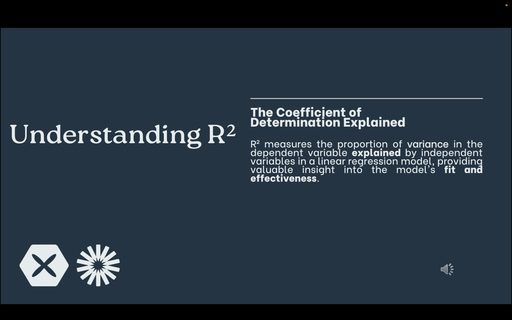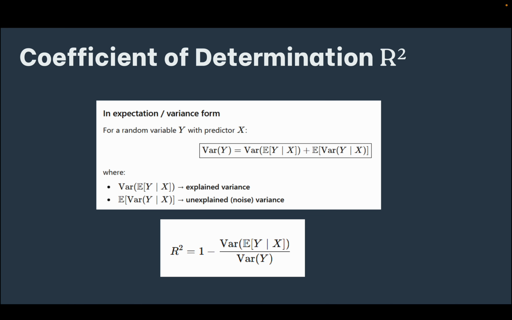Regression is a way to do this, and coefficient of determination is a commonly used statistic that measures the proportion of variance in the response variable explained by the independent variables or the other measured factors, which in turn provide valuable insight on the model's fit and effectiveness. Let's try to decode the formula.